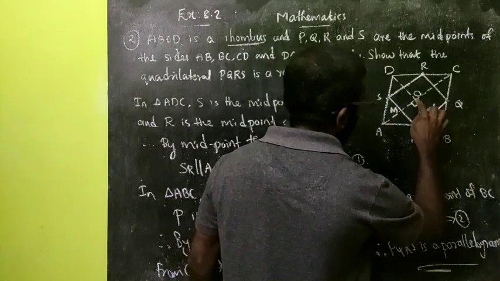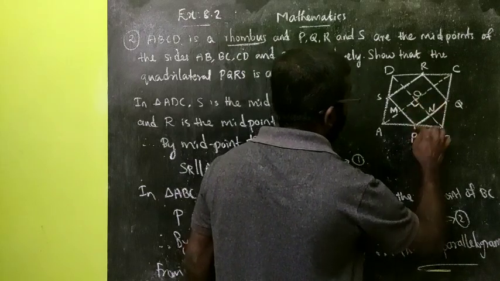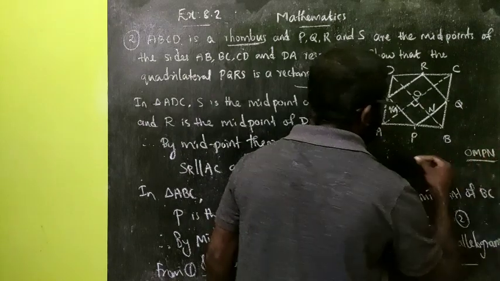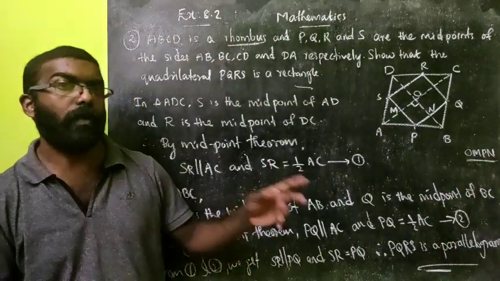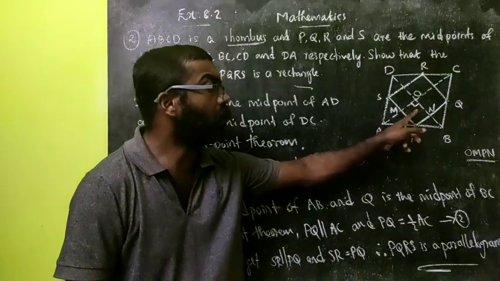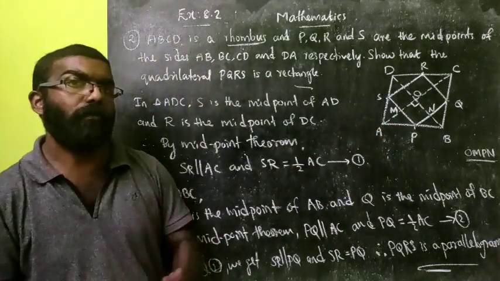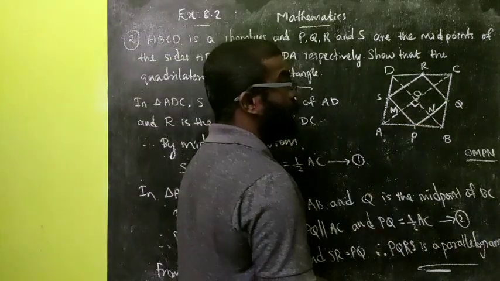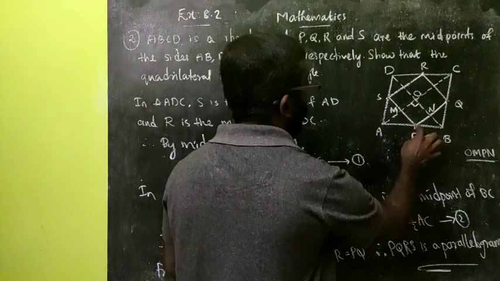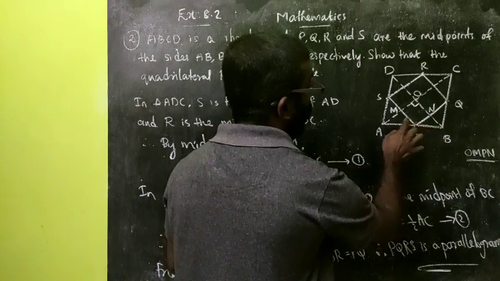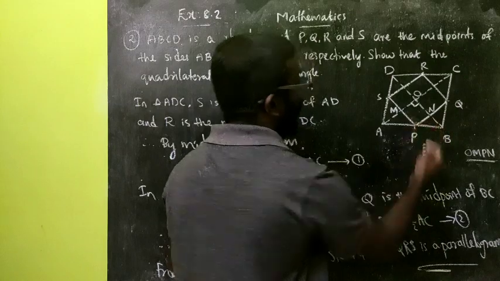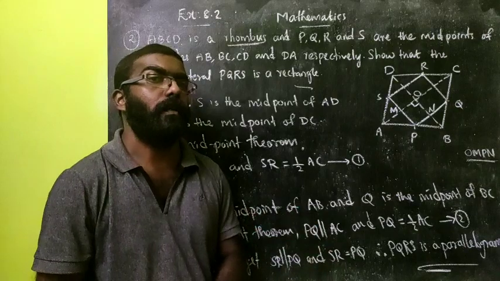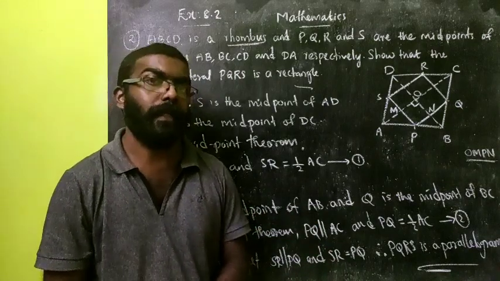And now we are going to prove the quadrilateral OMPN, this smaller one, is a parallelogram. And if it is a parallelogram, what we can say? The opposite angles of a parallelogram are equal. So we can prove this angle, angle MPN, will be equal to 90 degrees. So we can arrive at the conclusion that the quadrilateral PQRS is a rectangle.